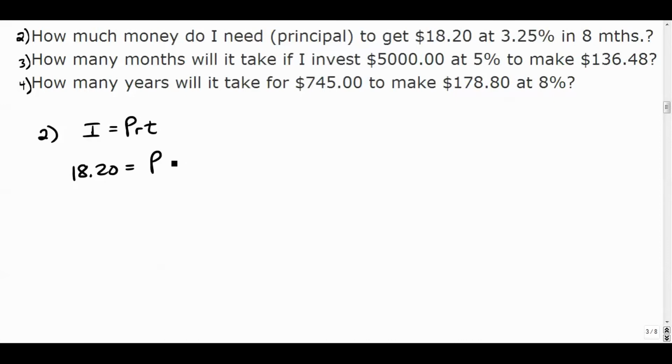I'm looking for P, so let's enter in the interest, which is $18.20. The rate is 0.0325, and the time is 8 months. Put that in terms of 12 months, 8 over 12. So let's get P by itself. So if you wanted to transform that equation first, you would say I over RT is equal to P.